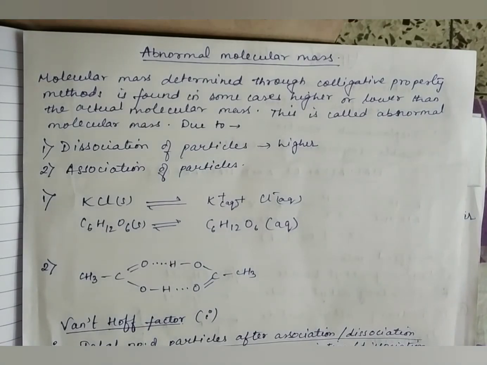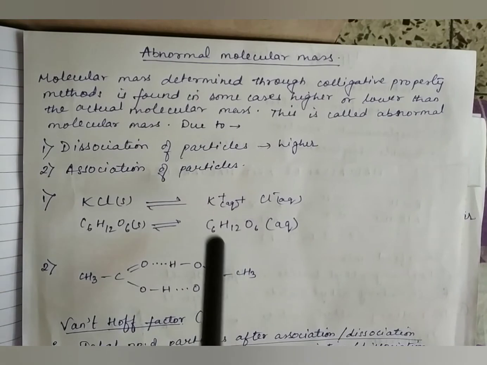Now, next, association of particles. It happens in a similar way. Due to association of particles in the solution, the total number of particles decreases. Consequently, the value of the observed colligative property is found lower. Therefore, the molecular mass is found higher than the actual molecular mass. So, in case of dissociation of particles, the observed colligative property had a higher value, and therefore the molecular mass will have a lower value.